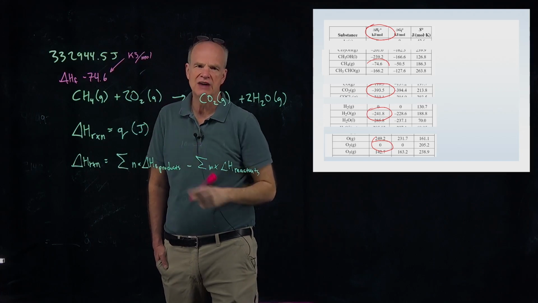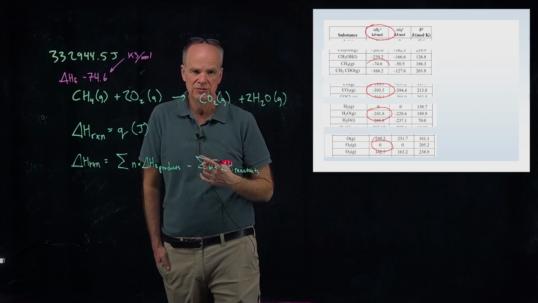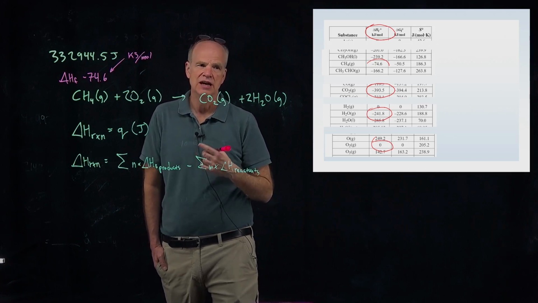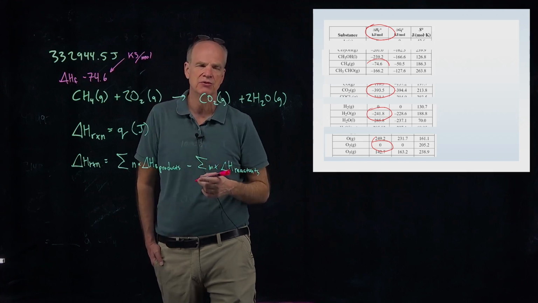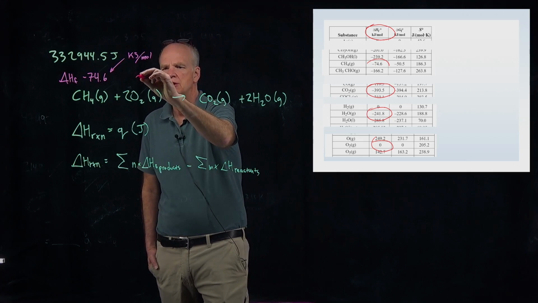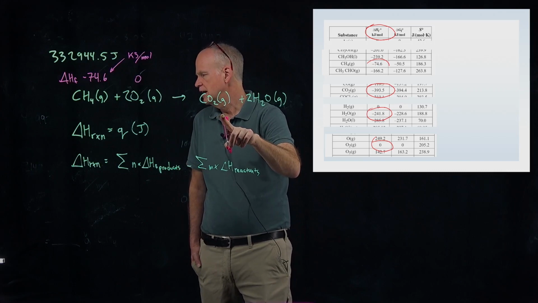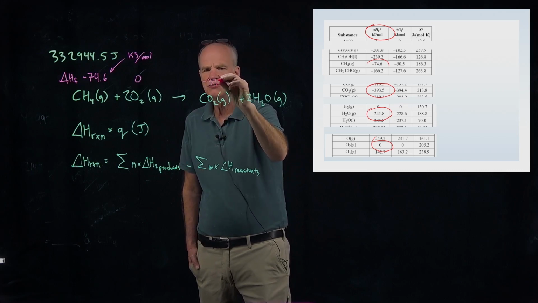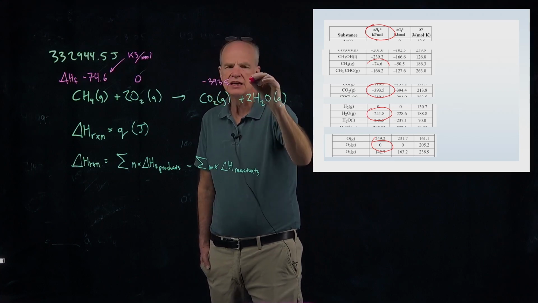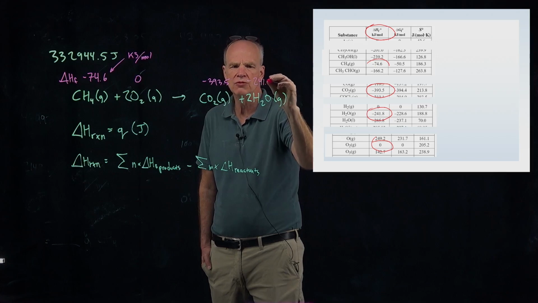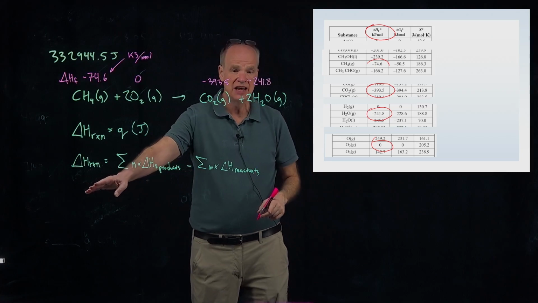Here, the heat of formation of oxygen is 0. I think I talked about how if you have an element in its natural state at room temperature, then the heat of formation is set to 0. So oxygen is a gas at room temperature, so its heat of formation is set to 0. So I'm going to put a 0 here. The heat of formation for carbon dioxide is negative 393.5. And the heat of formation for water is going to be negative 241.8.